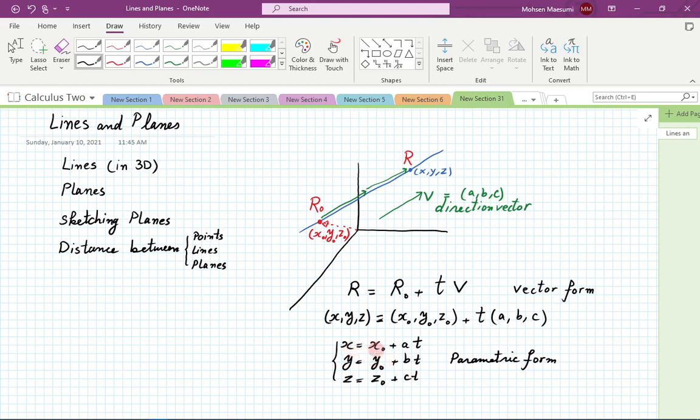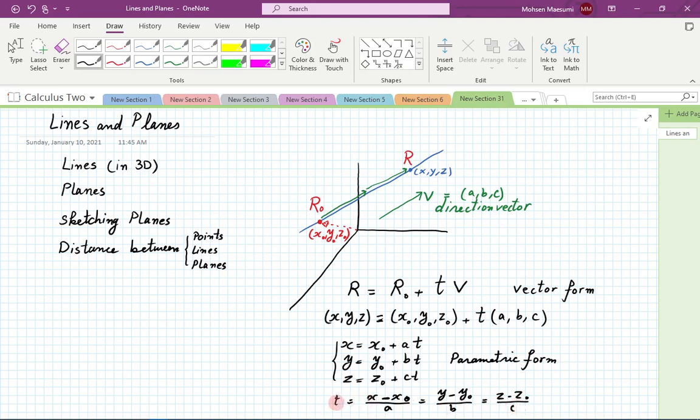So let's say, suppose I want to calculate t. From the first one I can say x minus x0 divided by a, assuming that a is not 0. I can do this. So x minus x0 divided by a, or y minus y0 divided by b, or z minus z0 divided by c.